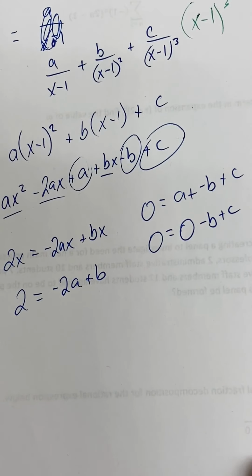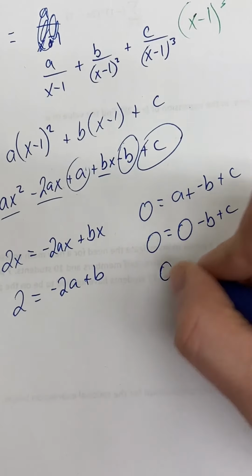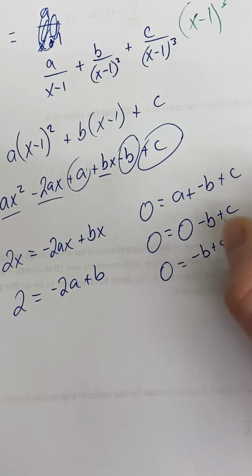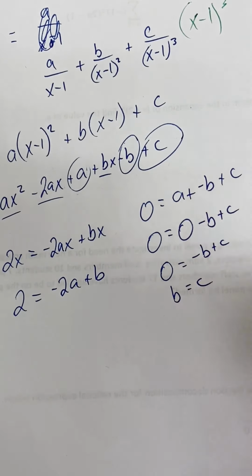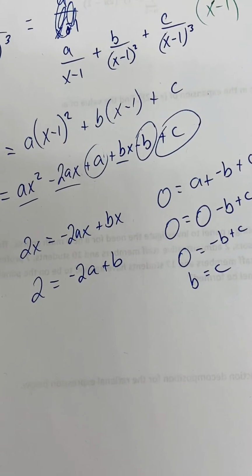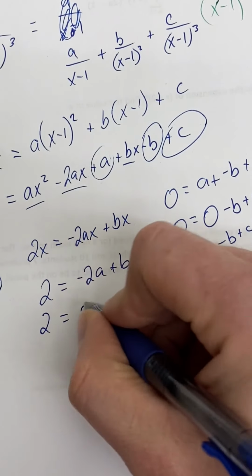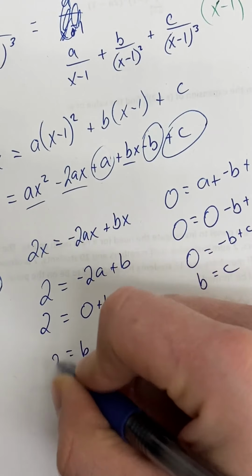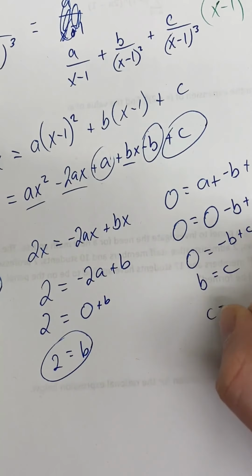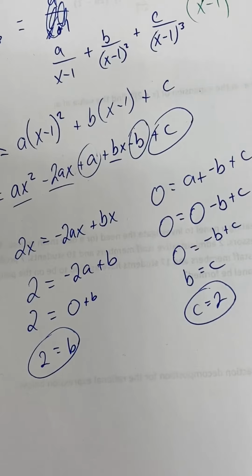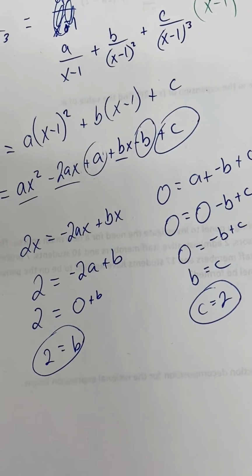So c and b are equal. If you think about how that works out, negative b plus c, we'll move b to this side. They're the same. All right. And I also know that a is 0, so 0 plus b, so b is 2. And c equals b, so c is also 2. So we're done. That wasn't too bad.